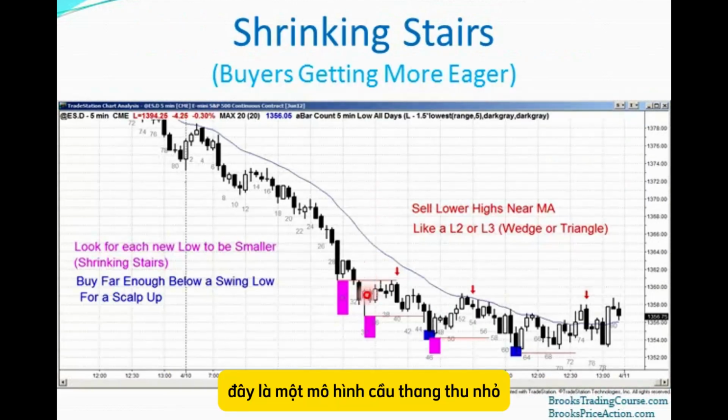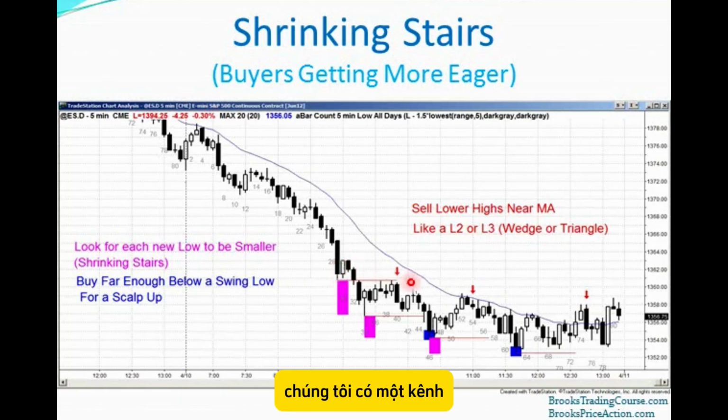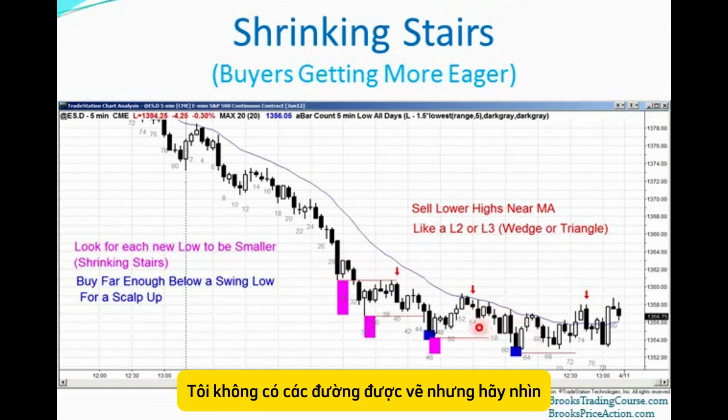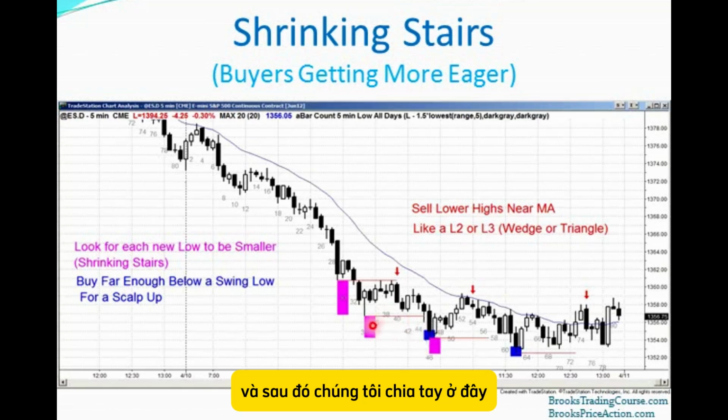This is a shrinking stairs pattern. I talk a little bit more about this in the module about trading. I'm just mentioning it here. We have a channel. I don't have the lines drawn in, but look what takes place. This pink box is this low, the breakout point. The market fell below it to the low of the next breakout point, and then we broke down to here. This box is the height of that breakout.